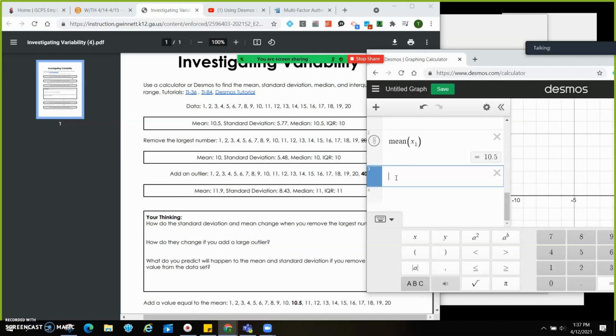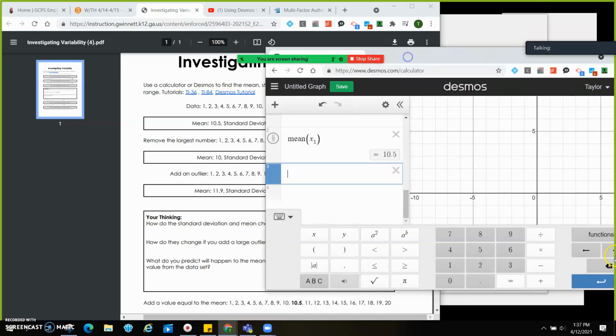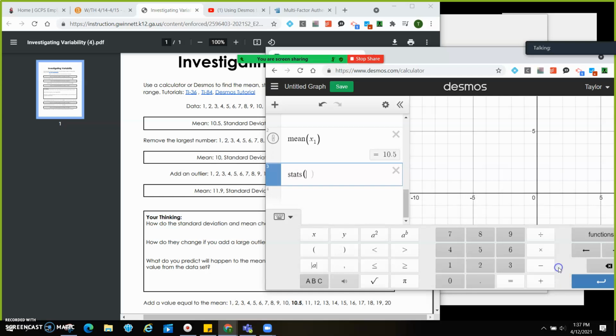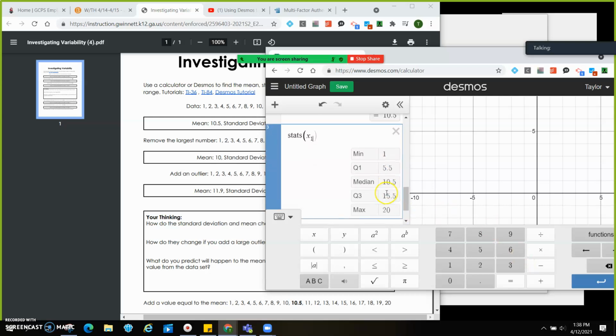There is also a way that you can pull all of those stats at the same time. You go under functions, hit stats, and say X sub 1, and this pulls up your min, max, median, Q1, Q3. And this is actually how you would draw a box plot, which we're going to talk about way later, but you've also seen it before.